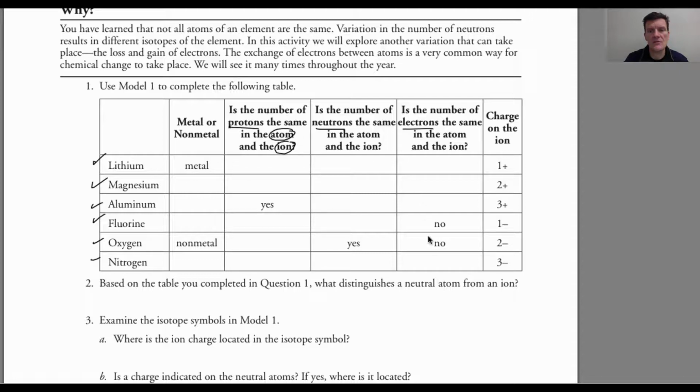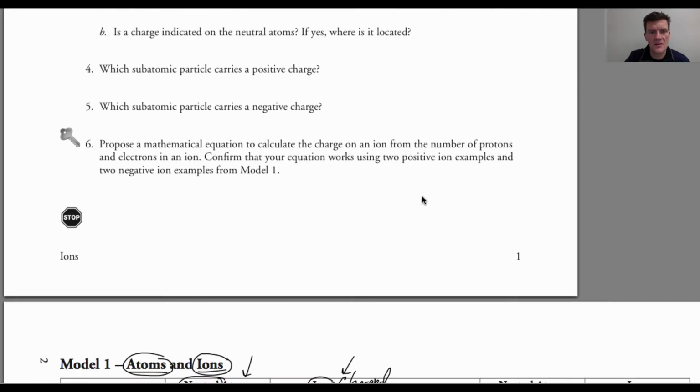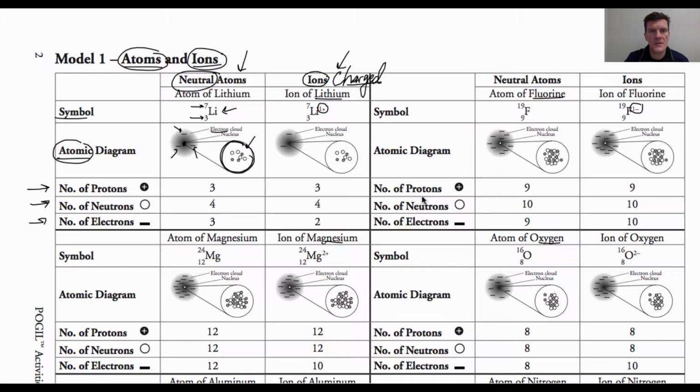So we could answer all of these right now, probably. Let's go ahead and look through these. We're comparing the atom to the ion for each of these elements. So let's first look at the number of protons. 1, 2, 3, 1, 2, 3. Yes, protons are going to be the same. Neutrons, 1, 2, 3, 4. Neutrons, 1, 2, 3, 4. Yes, they are the same. Electrons, 1, 2, 3. Electrons over here for the ion, 1, 2. Okay? And that's going to be the same for all of these elements.